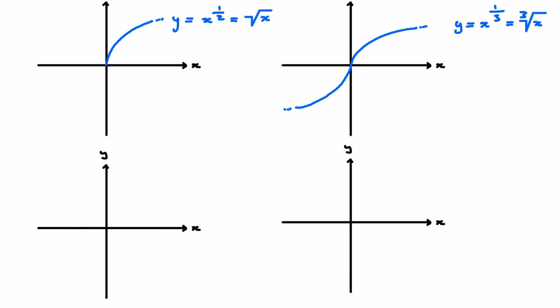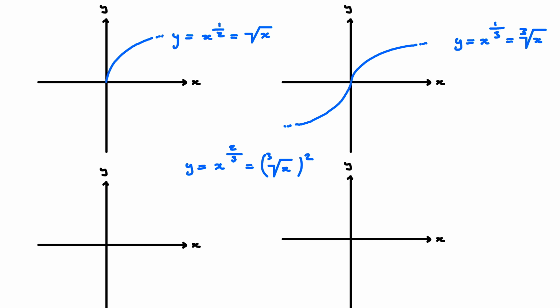Really interesting example. What about if we had y is equal to x to the 2 over 3? If we're going to use radical notation, we could write it as the cube root of x, all squared. That's how we defined this exponent term. So what does this look like? Well, this looks quite similar to the square root and the cube root, at least if we're going in the positive direction.